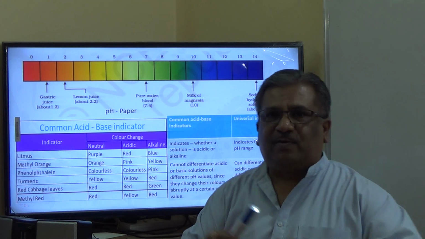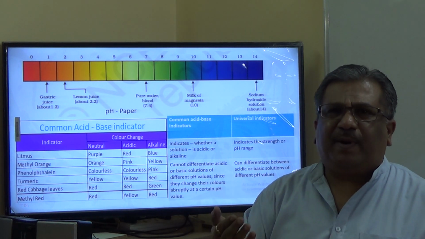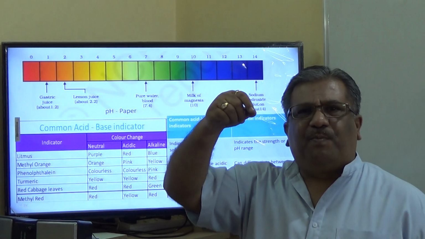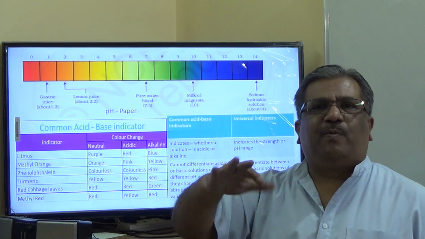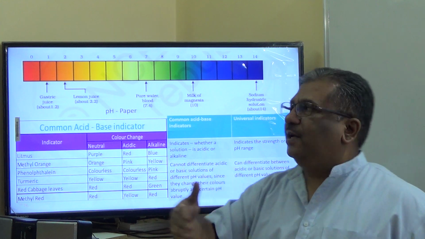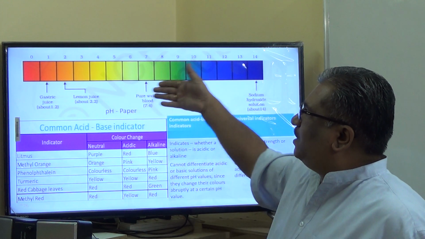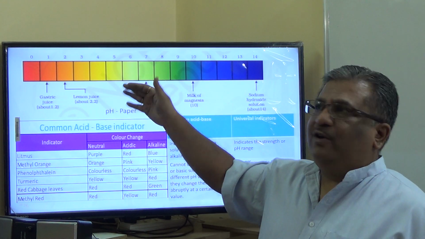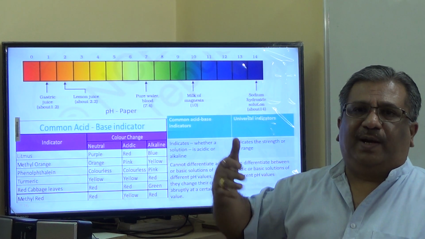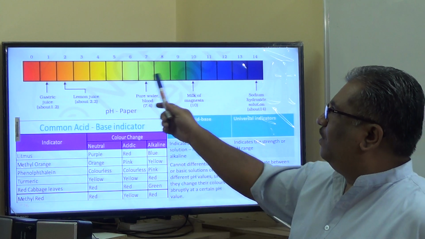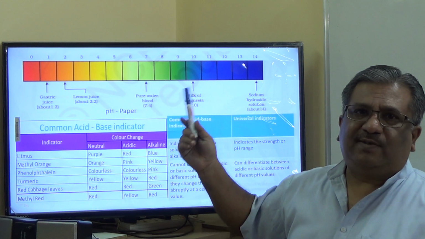So such papers you have to take. It will be a paper basically. That paper, if you dip inside the solution given to you, will turn to a particular color. That color you have to match with this strip. Once you match the color, you should be able to read the pH values, and by comparison you will be able to fairly judge the pH range as well as pH values.